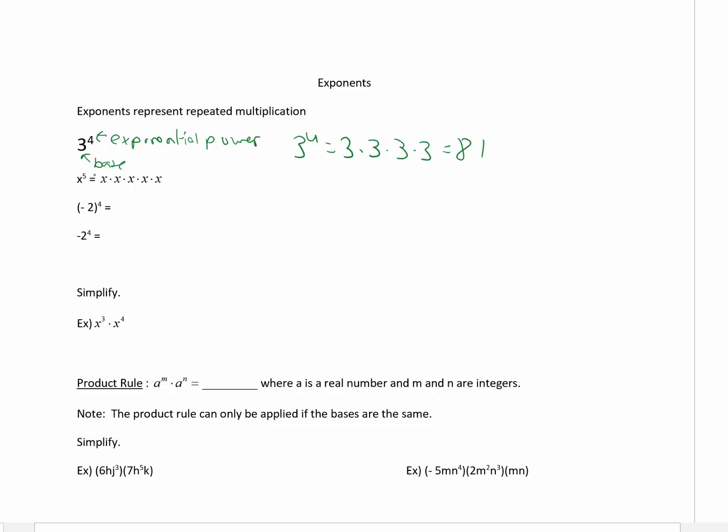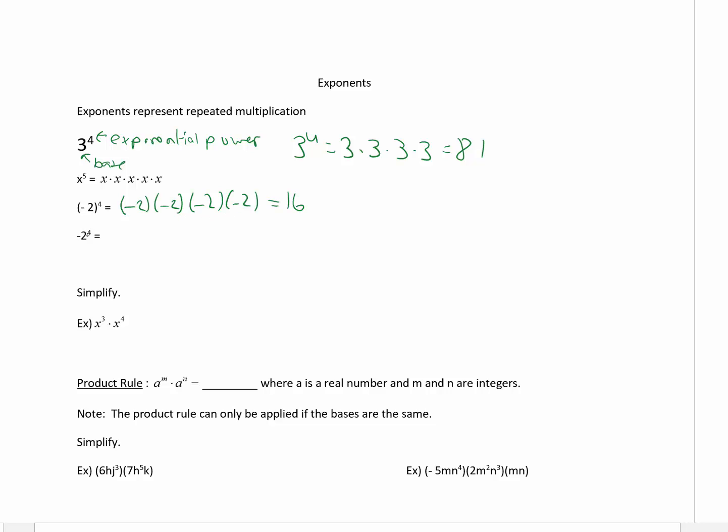X to the 5th is x times x times x times x times x. Now, I want to show an example. Okay? Negative 2 to the 4th power. That is the same thing as negative 2 times negative 2 times negative 2 times negative 2. Negative 2 times negative 2 is 4. 4 times 4 is 16.